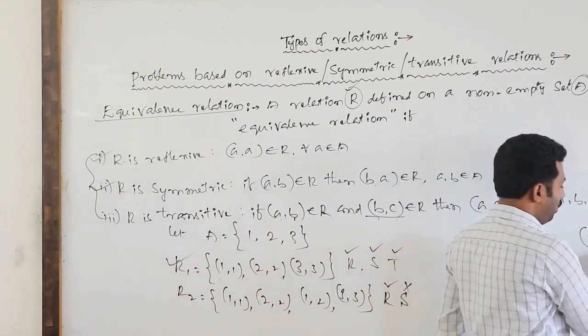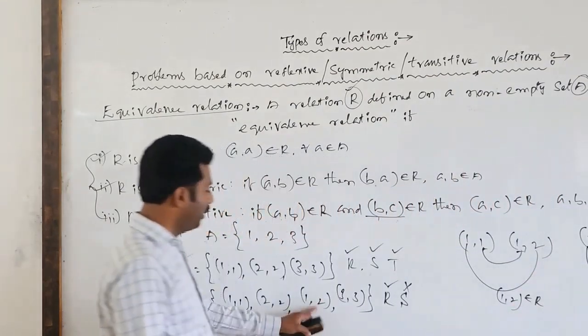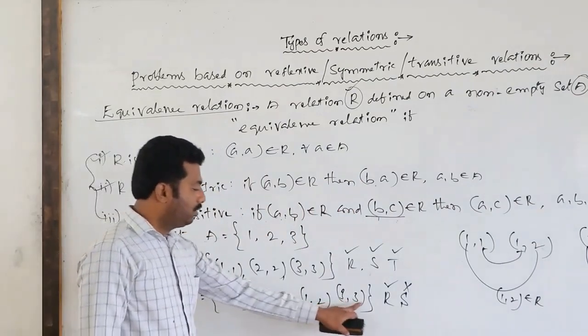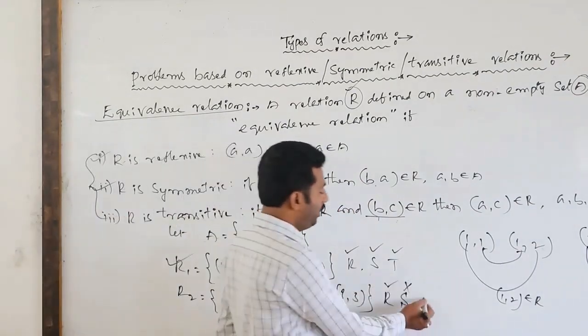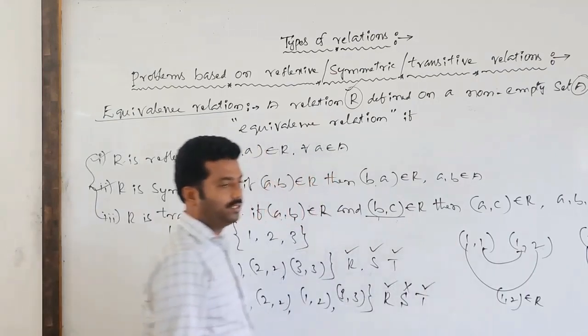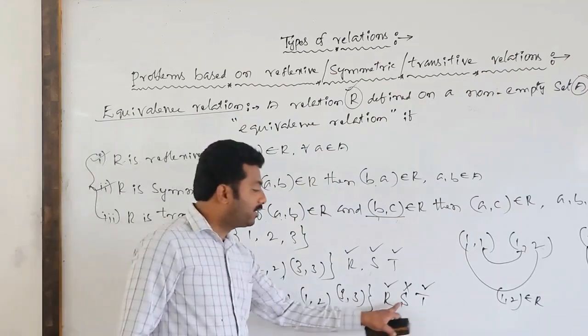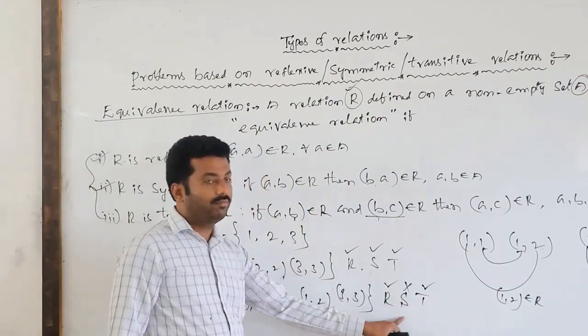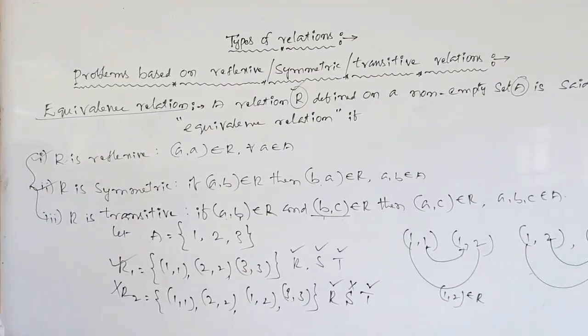So these two components are equal. 1 comma 2, already 1 comma 2 is there. So 2 3, no other pair starts with 3. So trivially this is a transitive relation. But it is not an equivalence relation because it is reflexive and transitive but not symmetric.